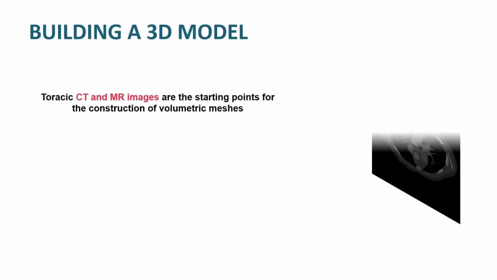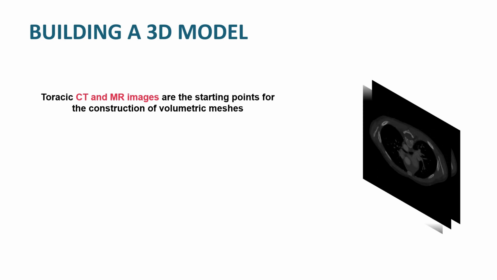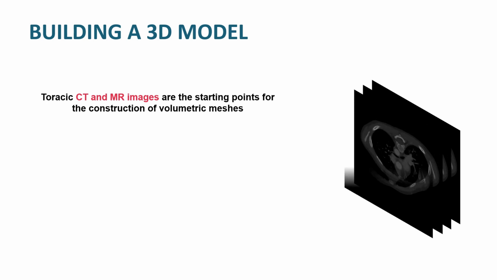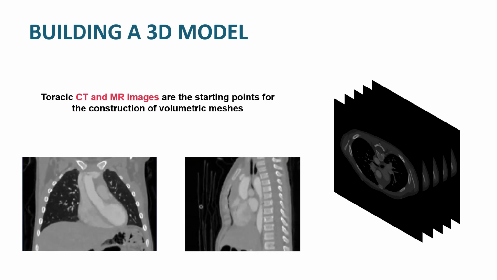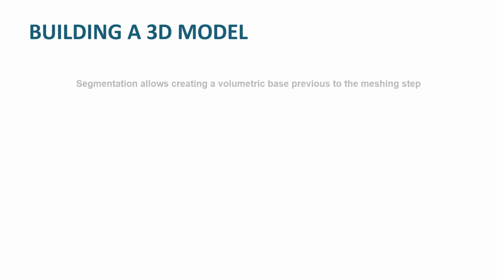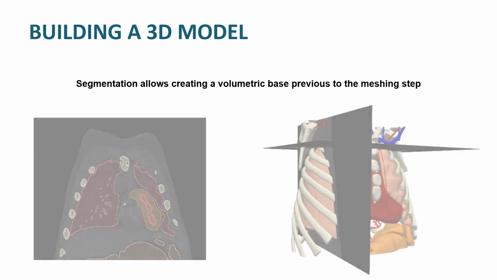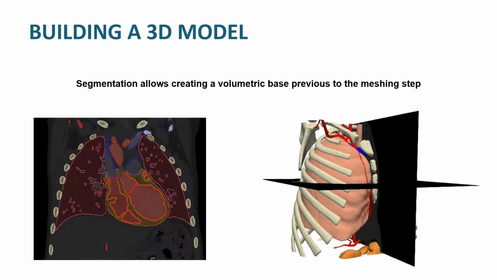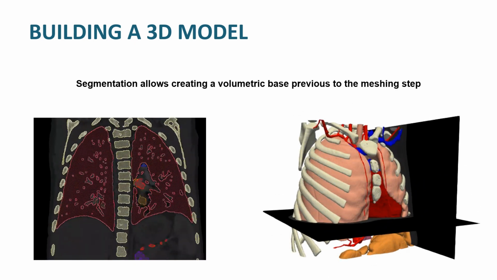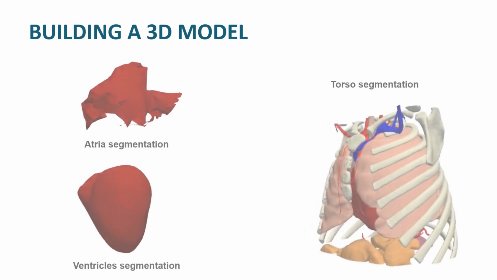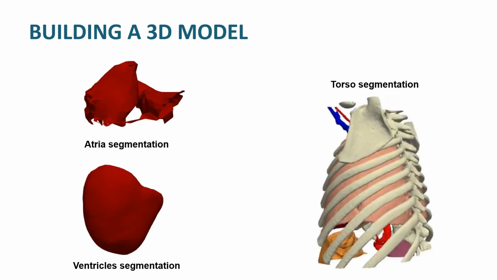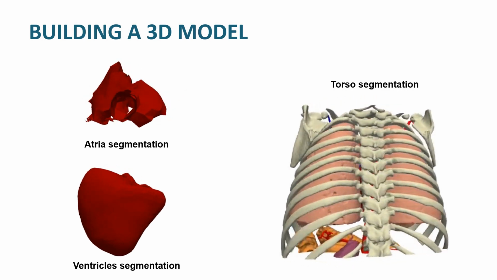To simulate the whole heart, volumetric cardiac meshes are built from computed tomography and magnetic resonance images from a patient's torso. Firstly, a manual segmentation process allows to obtain the heart geometry with highly detailed anatomic features, but also other organs and structures that comprise the torso, such as the bones and the lungs.